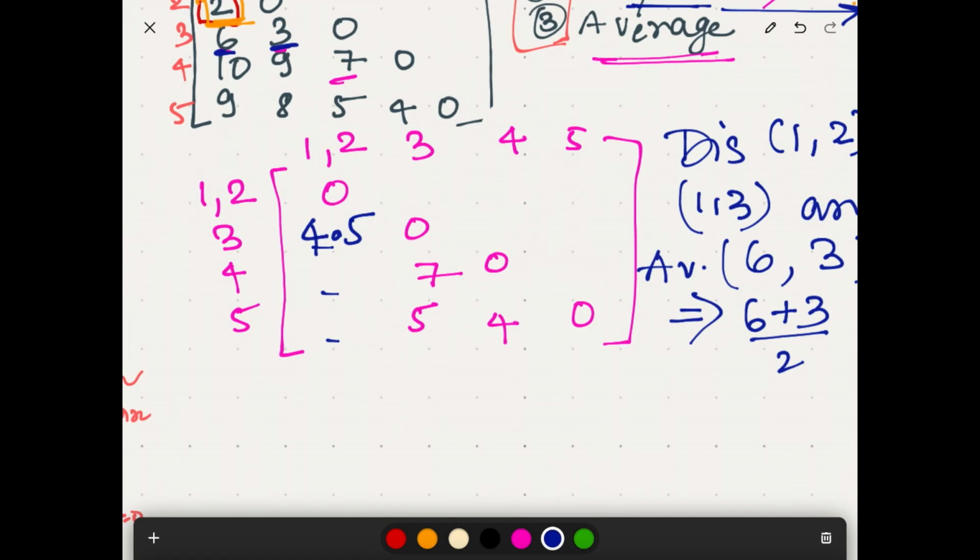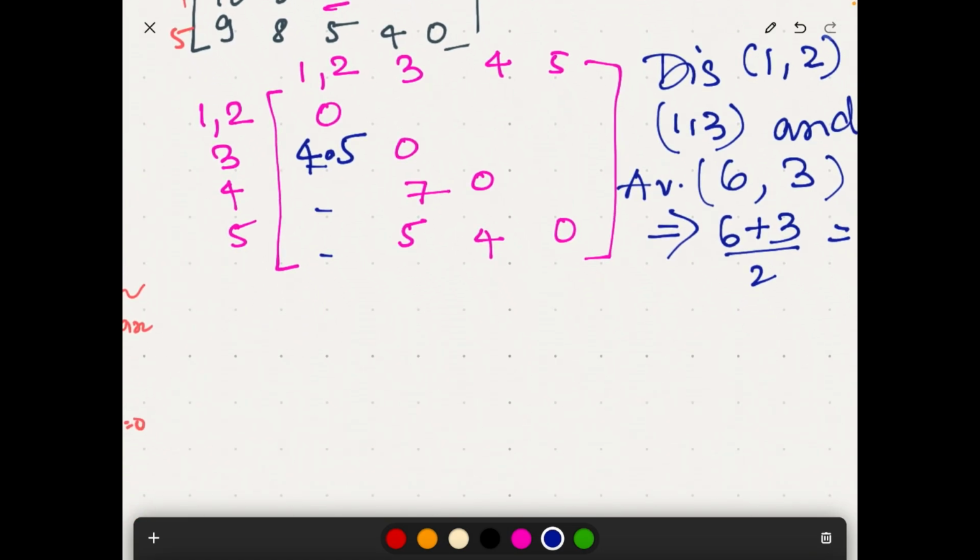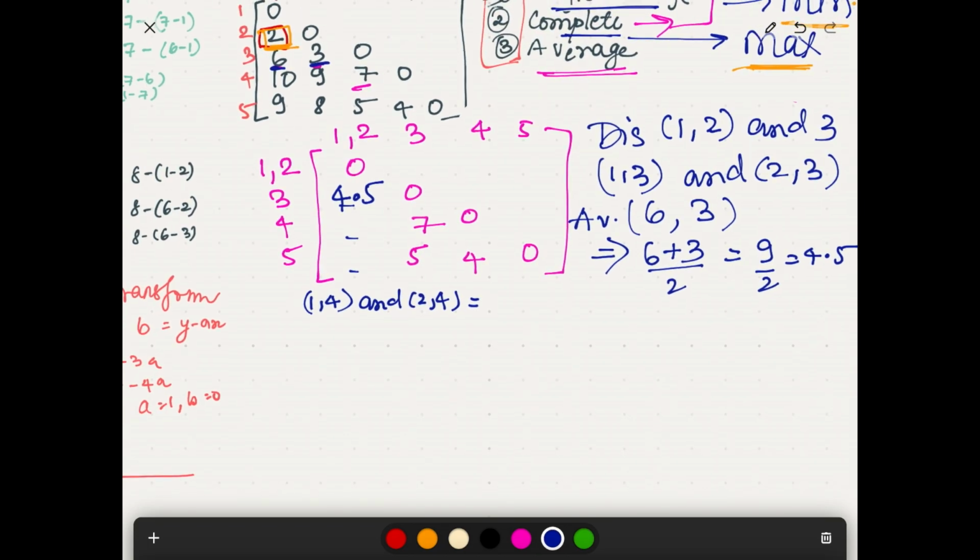Similarly, for the next one, I am going to find the distance of 1, 4 and 2, 4. 1, 4 gives you a 10 and 2, 4 gives you a 9. So I'm going to add and divide by 2, and the value that I'm getting is 9.5. So 9.5 is my solution over here. This is your average linkage. We are getting the average of the two distances.